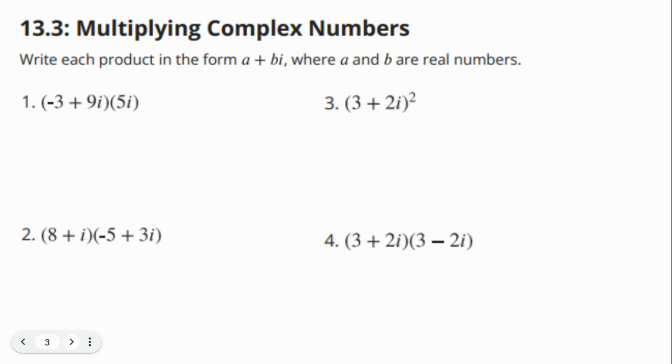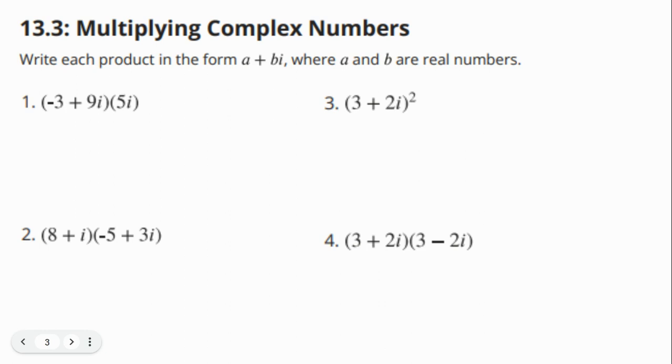So we just have a single 5i at the end that we should distribute back. 5i times -3 is -15i. 5i times 9i is 45i squared. Now, when I'm rewriting these, sometimes I'll change my color. i squared will make that 45 a -45. So sometimes I'll just do it that way to save me a little time and effort.